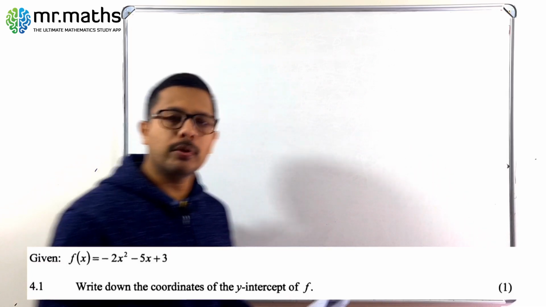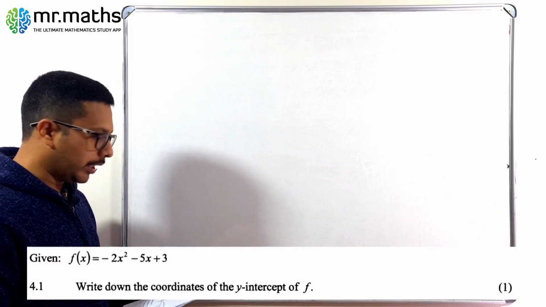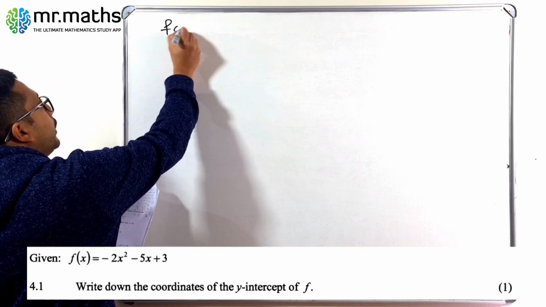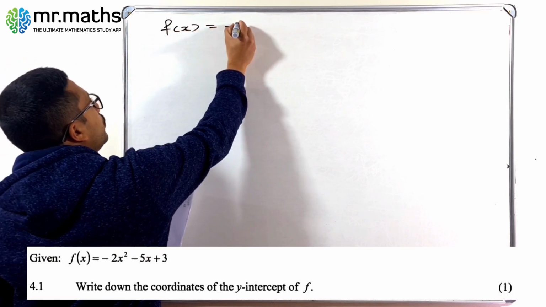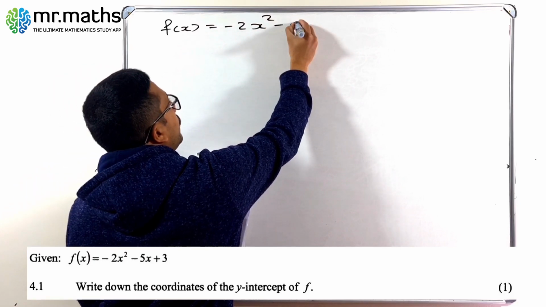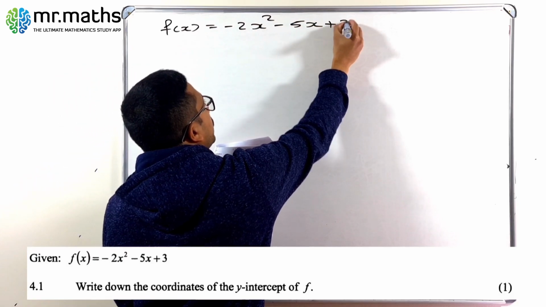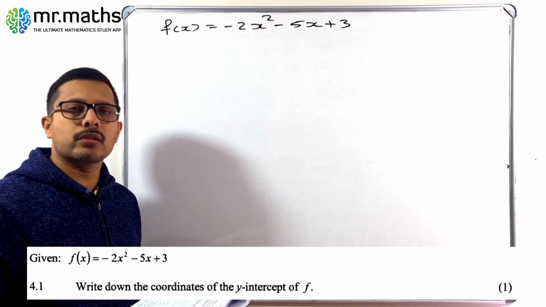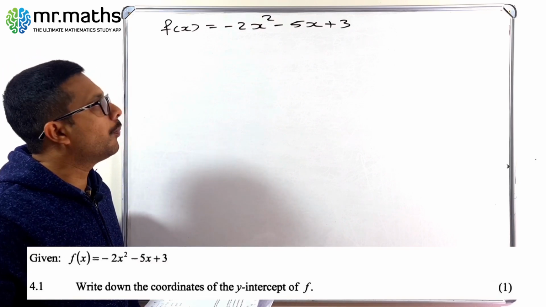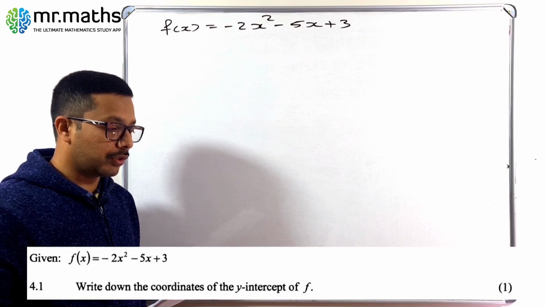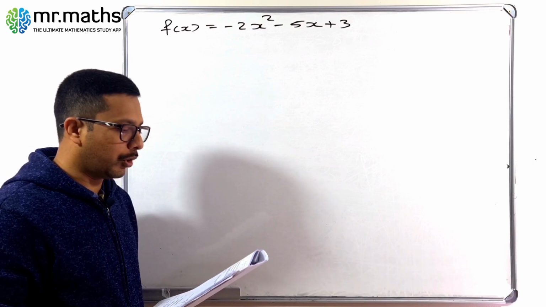Let's start. Question number 4. What is question number 4 saying? Given f of x is equal to minus 2x square minus 5x plus 3. There is a function given like this, minus 2x square minus 5x plus 3. And what do you want to find? What are the questions? Question number 4.1.